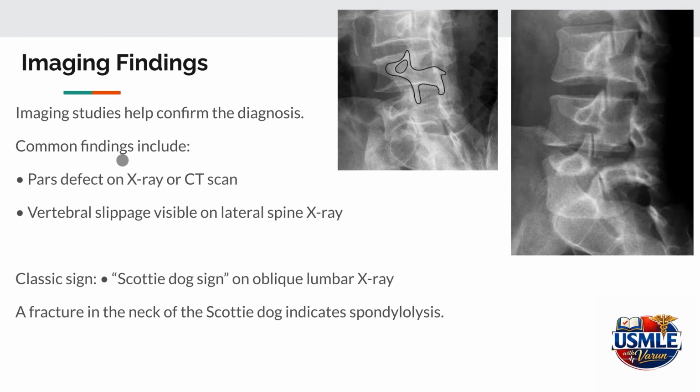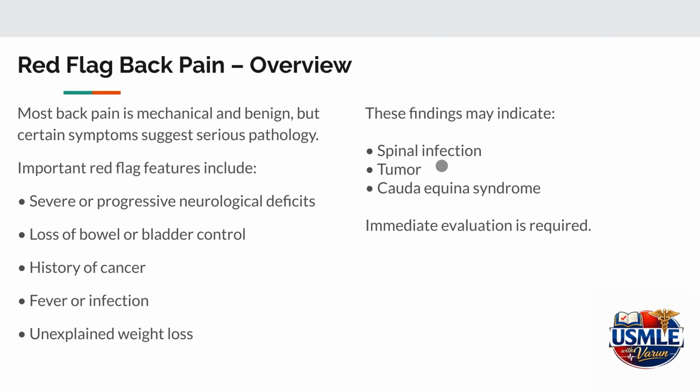Imaging is used to confirm the diagnosis. Common findings include the pars defect on an X-ray or a CT scan, and vertebral slippage is visible on lateral spine X-ray. We can clearly observe a vertebral slippage at this particular point. The classic sign seen in spondylolisthesis is the Scotty dog sign on oblique lumbar X-ray. A fracture in the neck of the Scotty dog indicates spondylolysis.